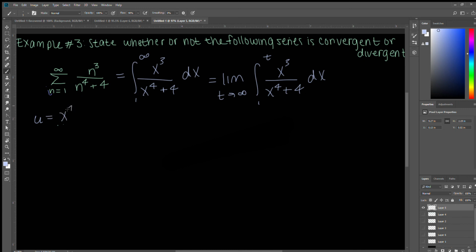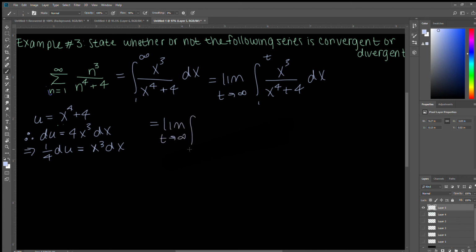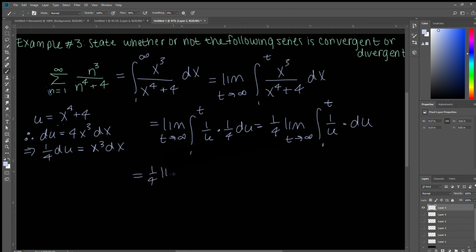So we're going to have u equals x to the 4th plus 4, such that du equals 4x cubed dx, meaning that we can have 1/4 du equals x cubed dx. So rewriting our integral with the u substitution, we're going to end up having the limit as t approaches infinity from 1 to t of 1 over u times 1/4 du. And just factoring that out, we can have 1/4 limit as t approaches infinity from 1 to t of 1 over u du.